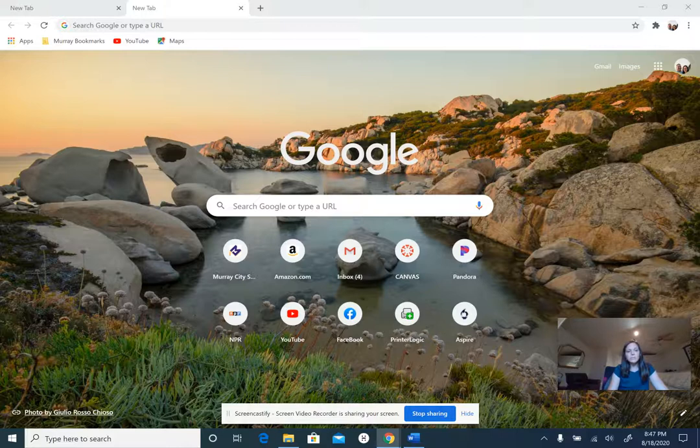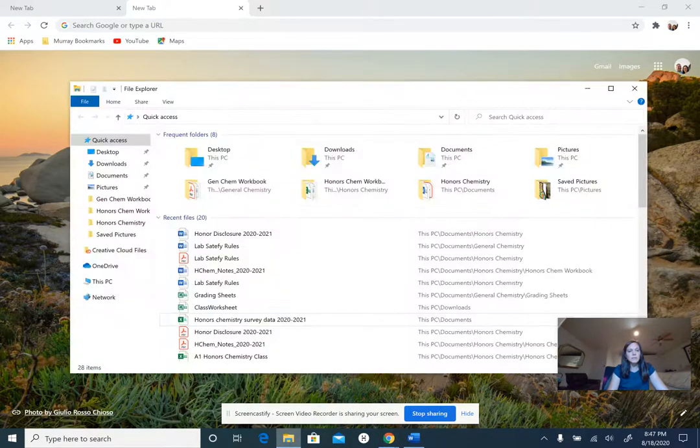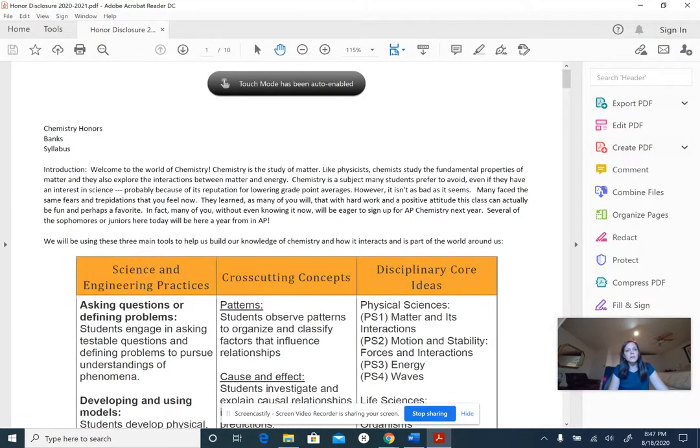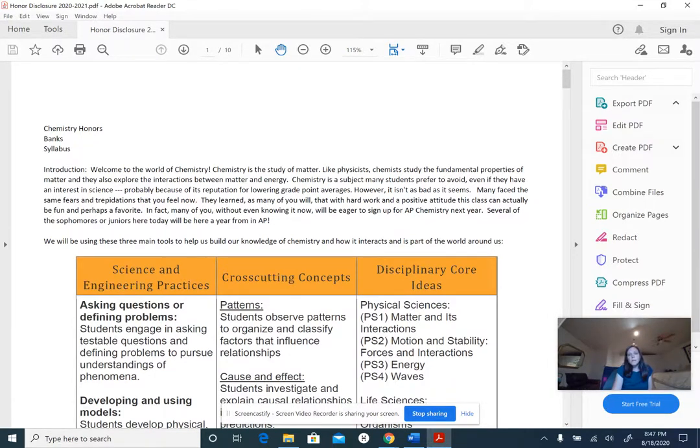We are going to go over our disclosure today. So let's get up the disclosure. I'm going to use the honors chemistry disclosure today. It's really not that different between the honors and the applied chemistry. So here we go.